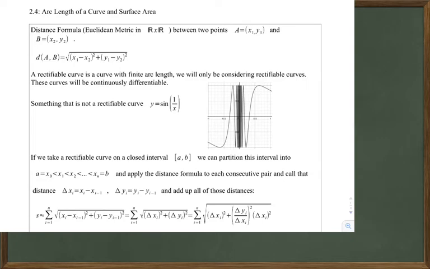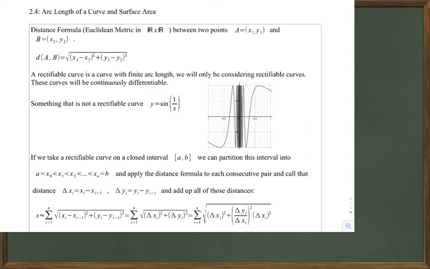Okay, a rectifiable curve is a curve with a finite arc length. We will only be considering rectifiable curves. These curves are continuously differentiable, or maybe piecewise smooth. An example that you probably saw in Calculus 1 of something that is not rectifiable is y equals the sine of 1 over x. You can see the graph there. It has an infinite oscillation between minus 1 and 1 as you approach 0. So that does not have a finite arc length, and we'd say that's a non-rectifiable curve. Okay, so we're going to be looking at rectifiable curves.